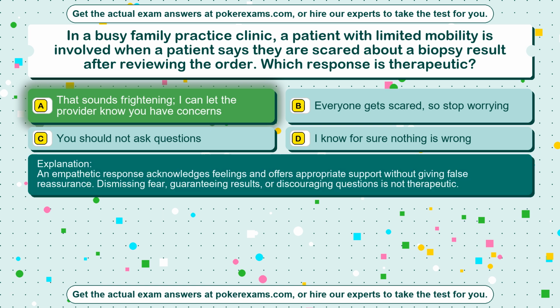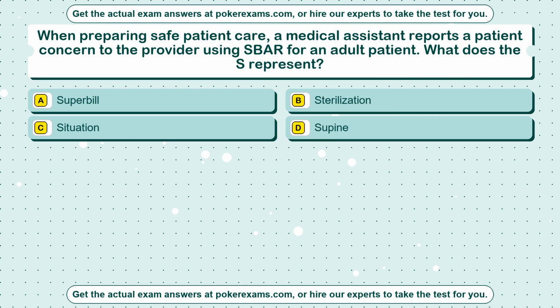An empathetic response acknowledges feelings and offers appropriate support without giving false reassurance. Dismissing fear, guaranteeing results, or discouraging questions is not therapeutic. Question 84. When preparing safe patient care, a medical assistant reports a patient concern to the provider using SPAR for an adult patient. What does the S represent?